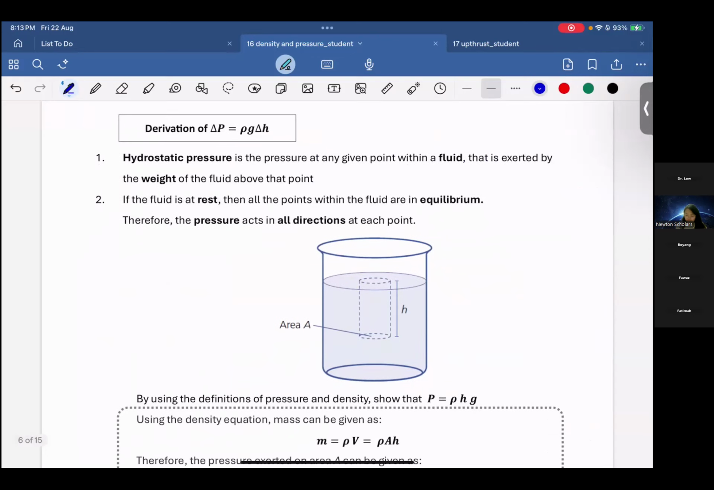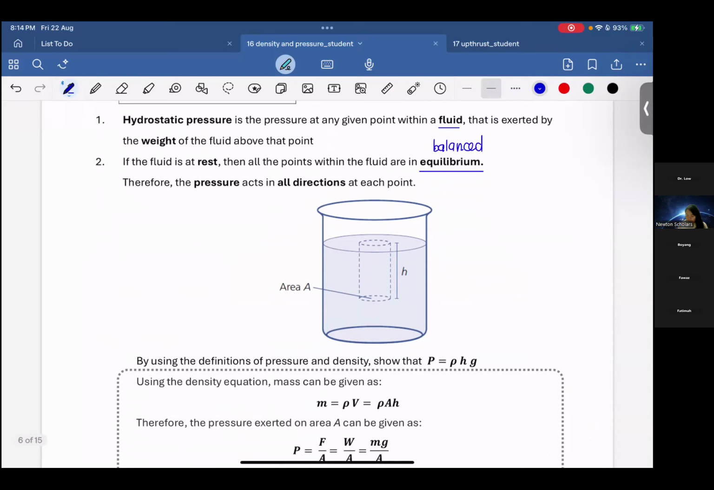Okay, Lai Dion. Just now is the pressure in solid. How about pressure in liquid? Fluid, that means liquid or gas, is actually the weight of the fluid acting on that point, so we calculate the pressure. If the fluid is at rest, all the points within the fluid are in equilibrium. Last time we already mentioned, equilibrium means balance. The pressure will act in all directions.